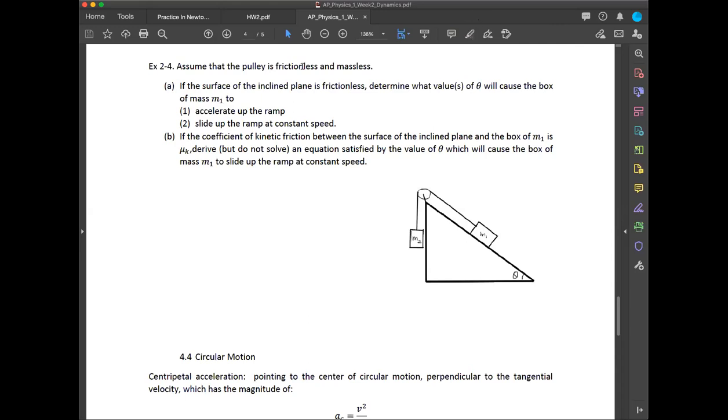All right. So this is a question assuming that the pulley is frictionless and massless, right? Which also means that we don't care about the rotational motion of the pulley itself, right? So if the surface of the inclined plane is frictionless, determine what value of theta will cause the box of mass m1 to slide up the ramp at a constant speed.